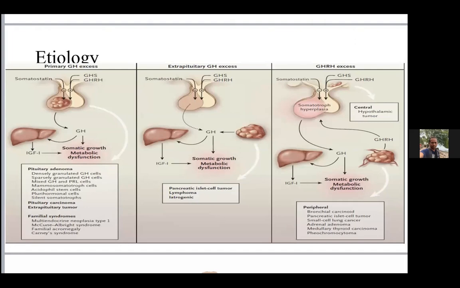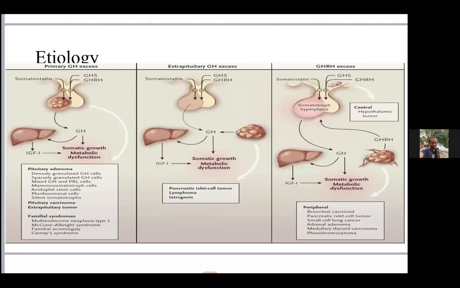So we have a pituitary adenoma, a pituitary carcinoma, extra-pituitary tumors, and some familial syndromes. Last week, we were talking about multiple endocrine neoplasia, McCune-Albright syndrome, and familial acromegaly. These are the common causes wherein you have a primary growth hormone excess.